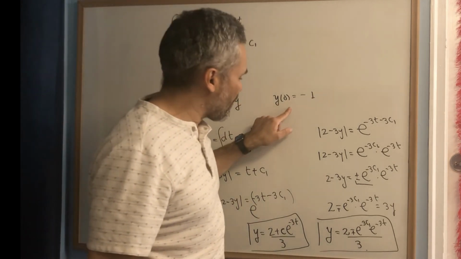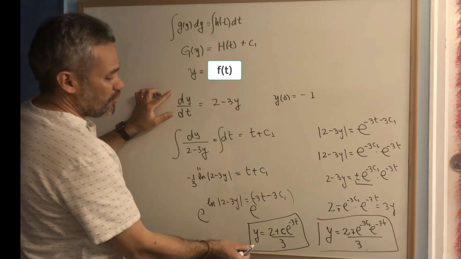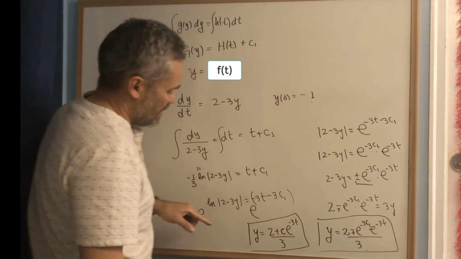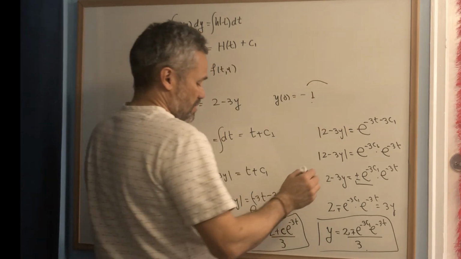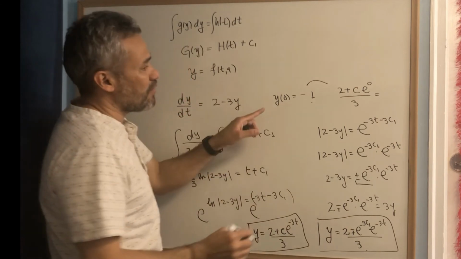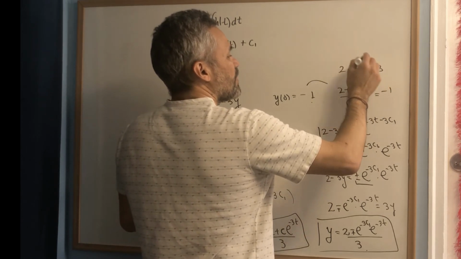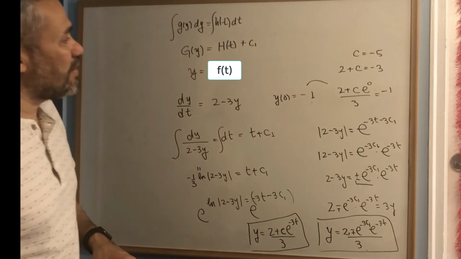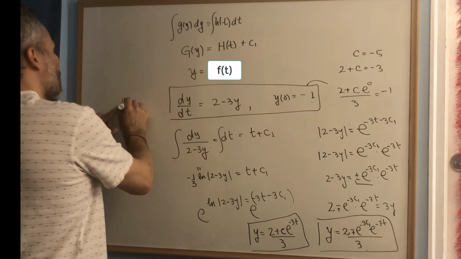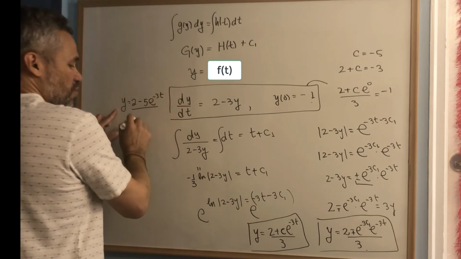I just realized that I forgot to find the initial condition. How do we find the initial condition? Notice that once we have the general solution, anytime I see the y, I replace it with y of 0, and anytime I see the t, I replace it with t sub 0. Then in this case we have 2 plus c times e to the 0 over 3. We want this to be equal to -1, and that means that 2 plus c is equal to -3, and that means that c is equal to -5. And therefore, the solution of the initial value problem is y equal 2 minus 5 times e to the -3t over 3.